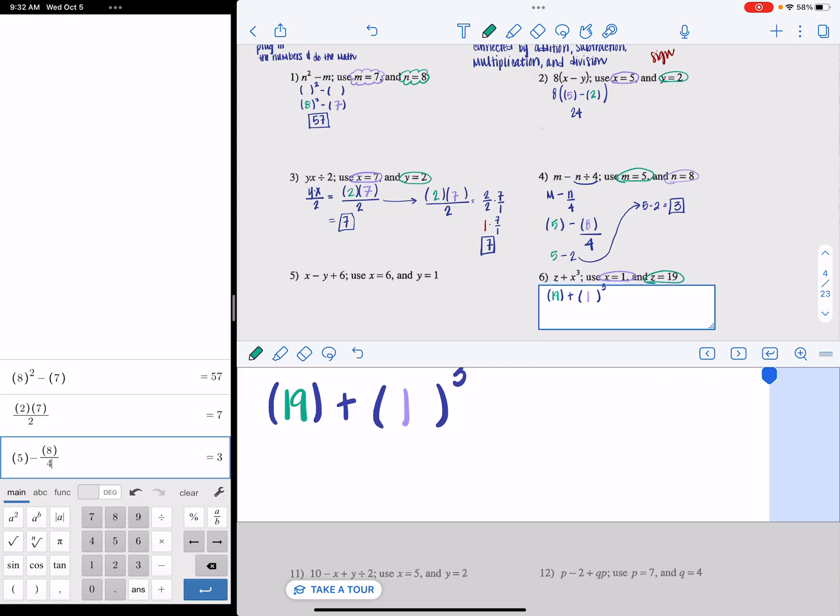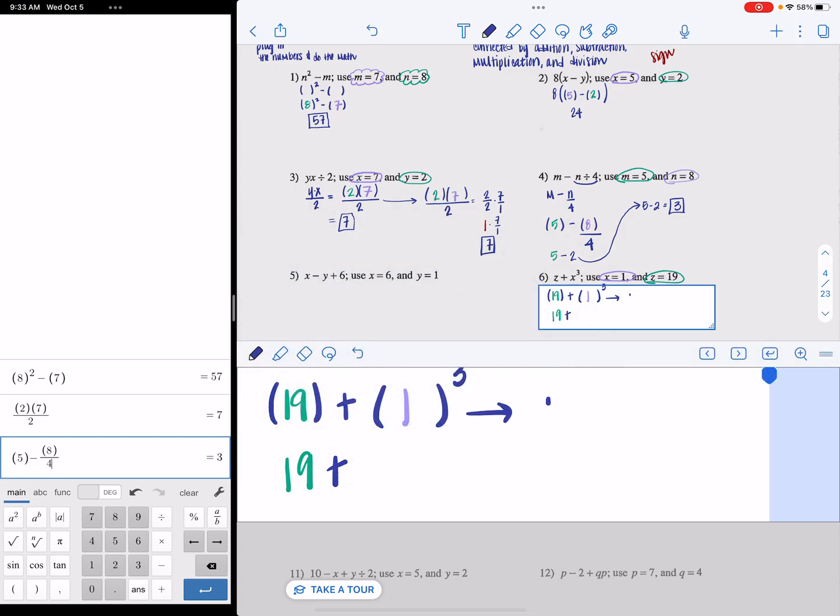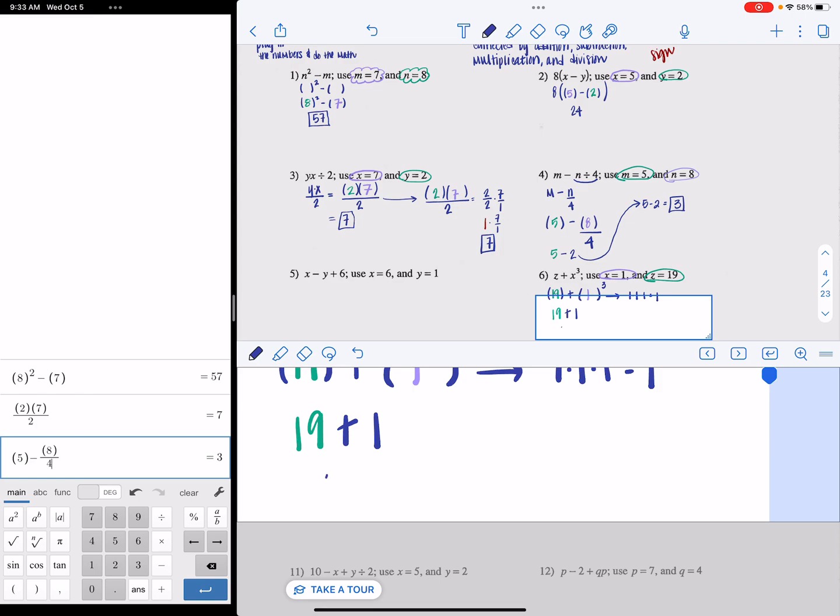I'm going to do it by hand, and then I'm going to show you how to put that cubed into Desmos. This turns out to be 19 plus 1 cubed is 1 times 1 times 1. Well, that's just 1. So it turns out to be 19 plus 1. And last time I checked, that was still 20.